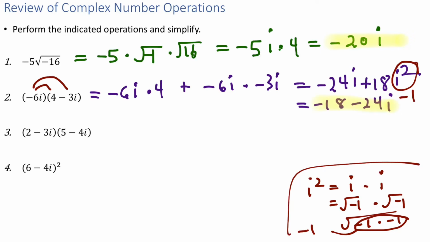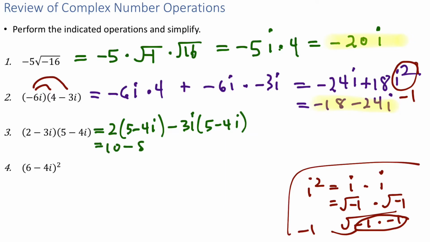All right, let's work on number 3 now. So we're going to do some double distributing here on number 3. So first we'll distribute the 2 times 5 minus 4I. And then we'll distribute the negative 3I to 5 minus 4I. So that's going to be equal to 10 minus 8I minus 15I plus 12I squared.